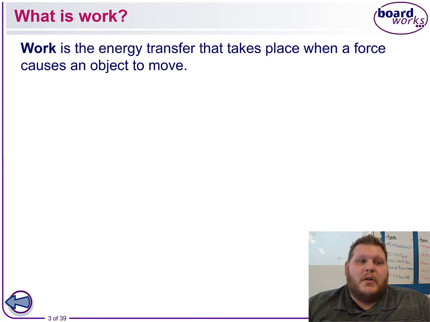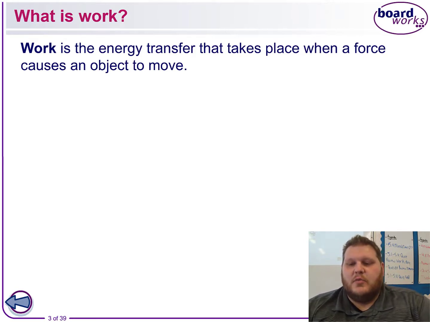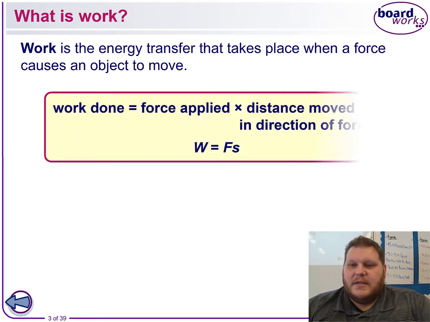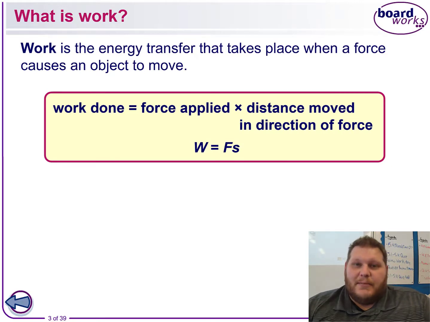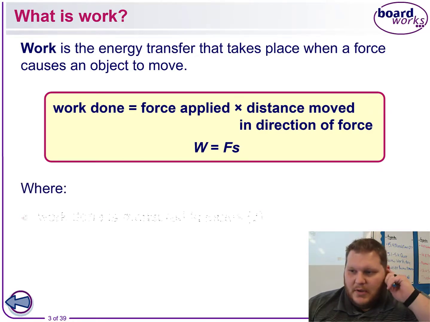So work, we know, is the energy transfer that takes place when a force causes an object to move. So force is applied to an object, and then obviously the object has to move some kind of distance. Our formula there is W = F times S. S we use just because D is used for a lot of different variables in physics. So here W is work, F is your force, and S is your displacement, so how far it has moved from its original position.